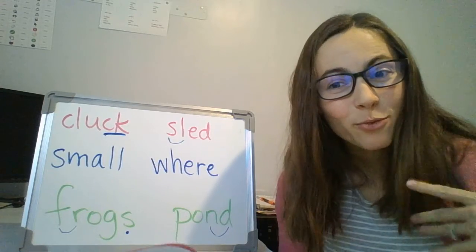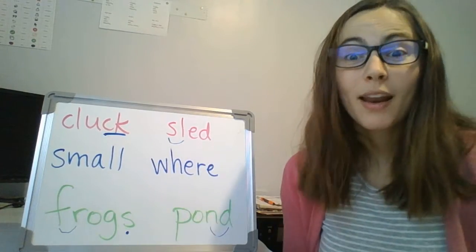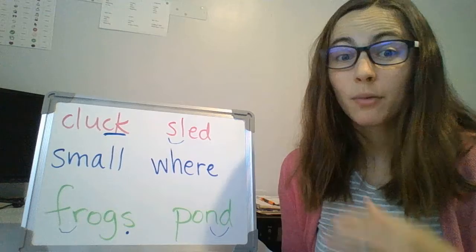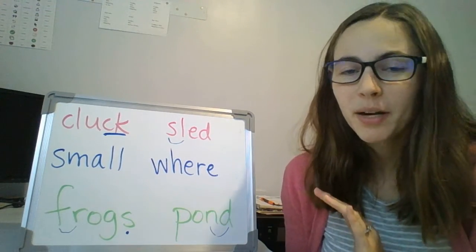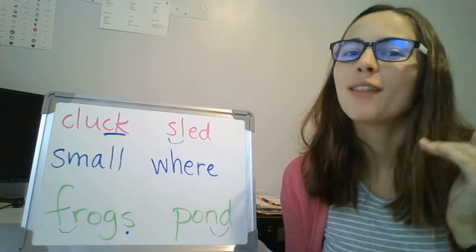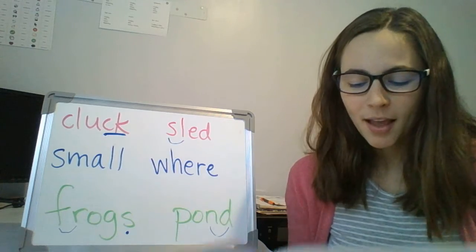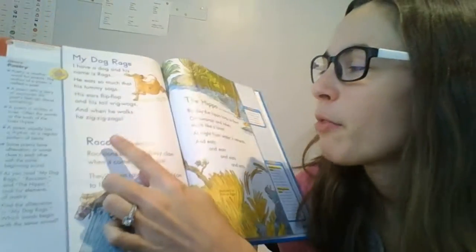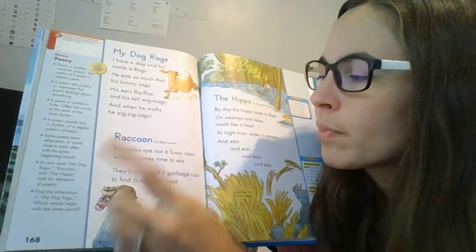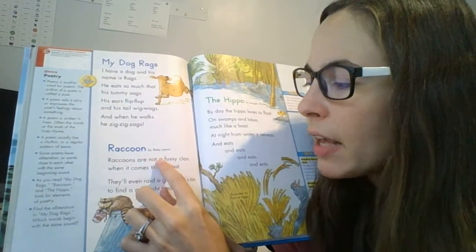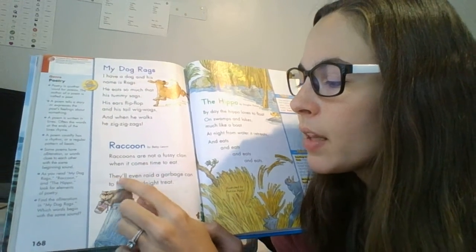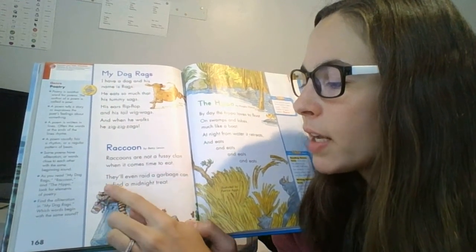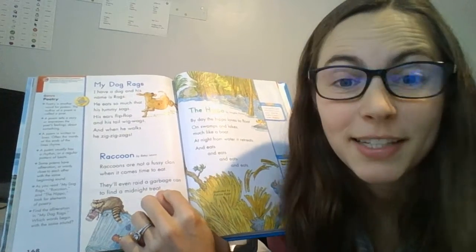Okay? Kind of read it with a rhythm. So not only am I using fluency, I want to read nice and smooth, but when I'm reading a poem, I want to keep a rhythm as well. All right, let's take a peek at our next one. Raccoon. Raccoons are not a fussy clan when it comes time to eat. They'll even raid a garbage can to find a midnight treat.